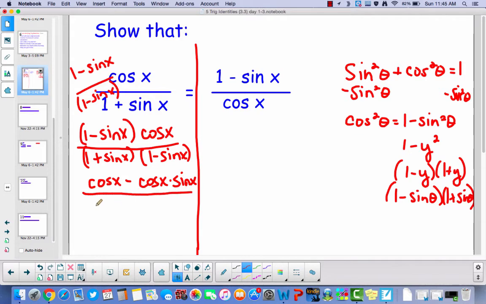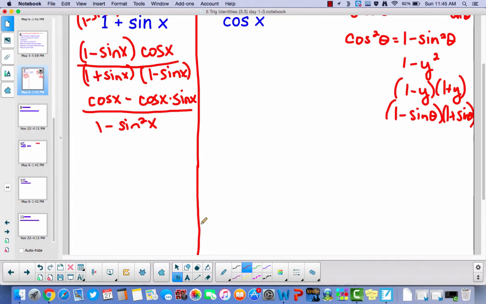And on the bottom, we get 1 times 1 is 1. We get a plus sine x and a minus sine x. Those are going to cancel out. And then minus sine squared of x. But if we look over here, 1 minus sine squared of x is cosine squared of x. So our denominator is cosine squared of x.